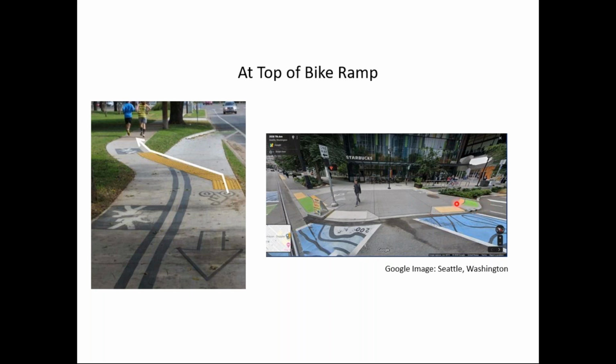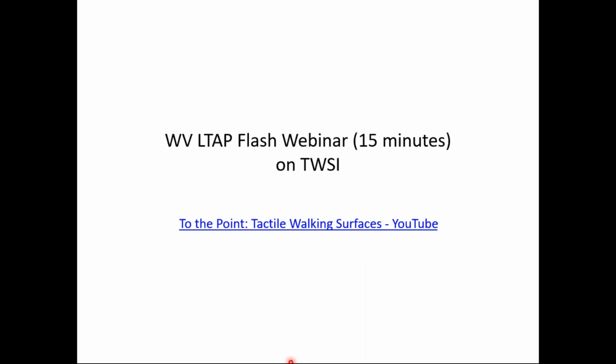So notice what the city of Seattle has done. They've put the yellow guidance surfaces at the top of that bike ramp, and this one, although unfortunately this kind of tent sign here is blocking the use of it. But there's two examples of using these directional surfaces at bike ramps. So that was a quick overview.